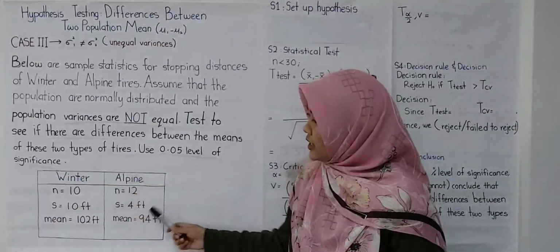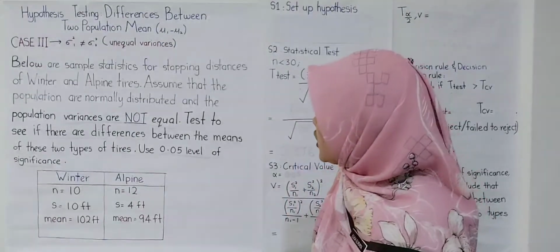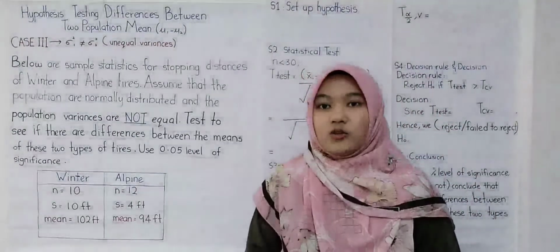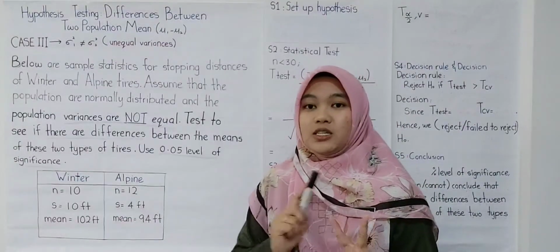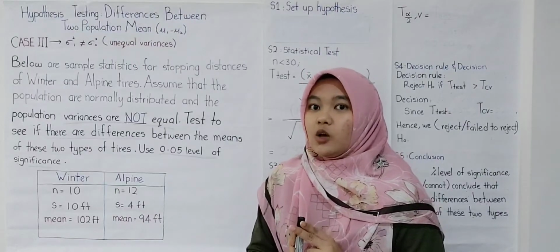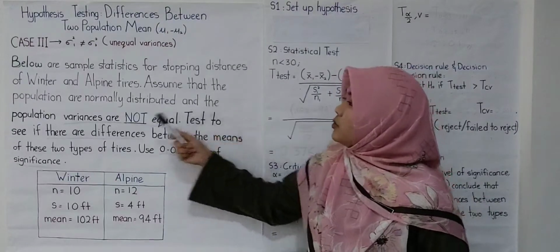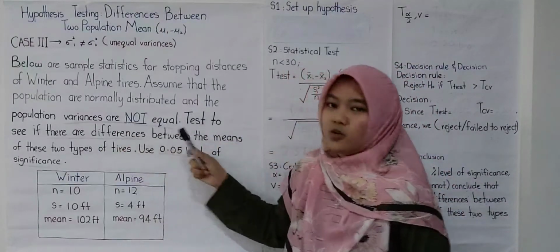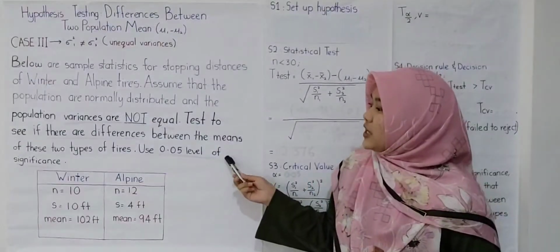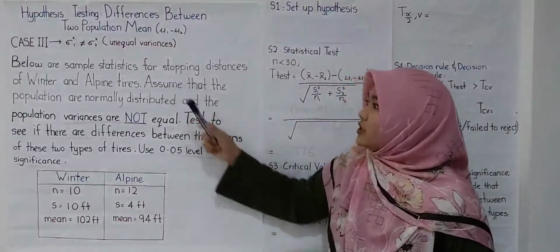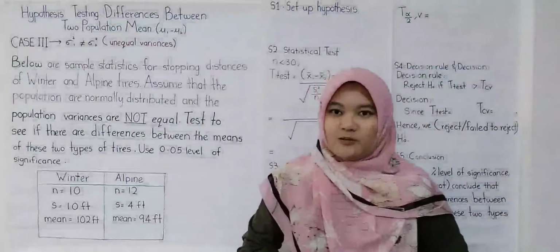So, how do we know that this question actually refers to case 3? As you can see, the data given does not give a variance value, so it is unknown variance. If the variance is unknown, there are two possibilities, which are case 2 and case 3. However, this question refers to case 3 because of the sentence, the population variances are not equal, which we assume. So, it is case 3.